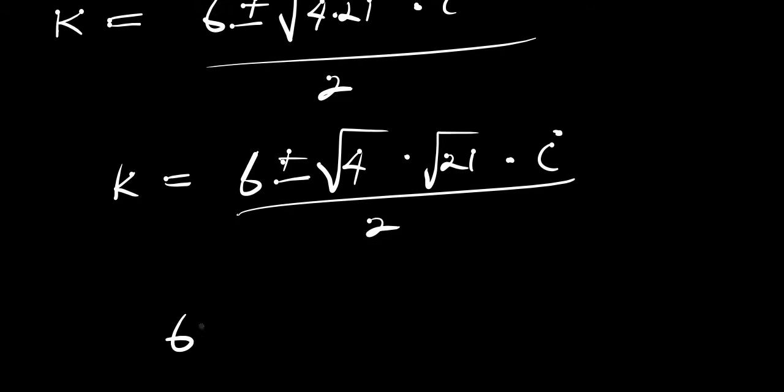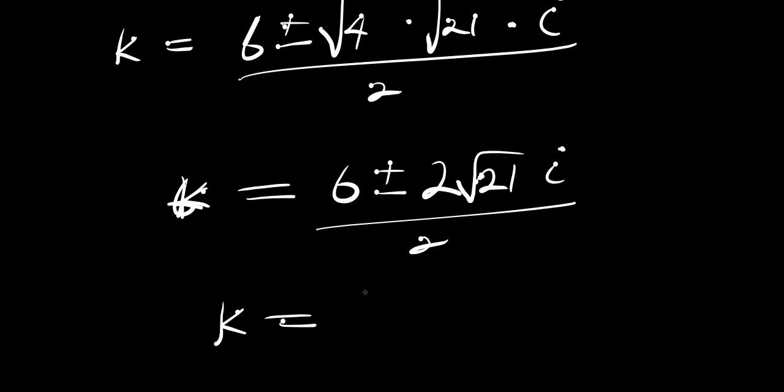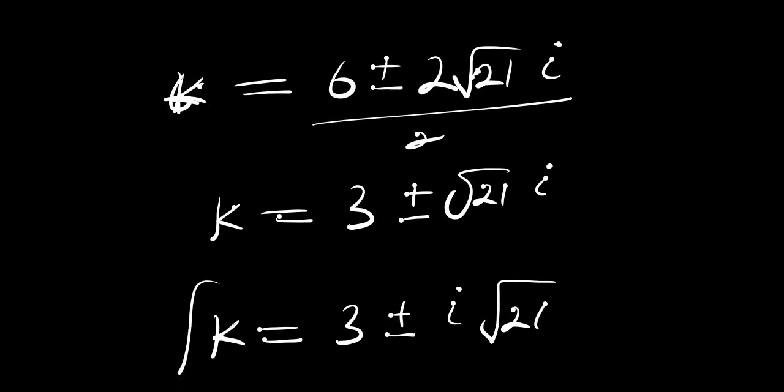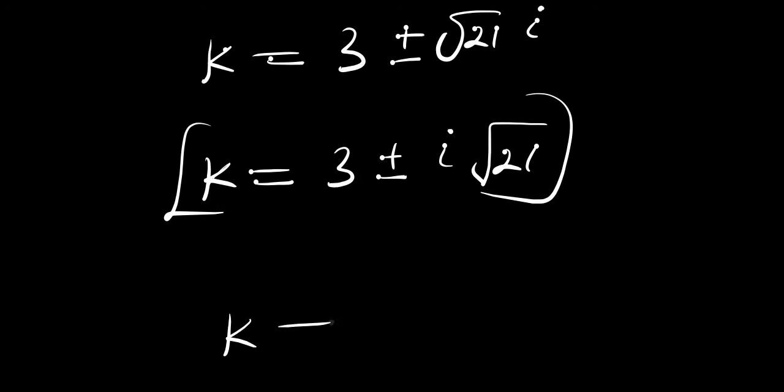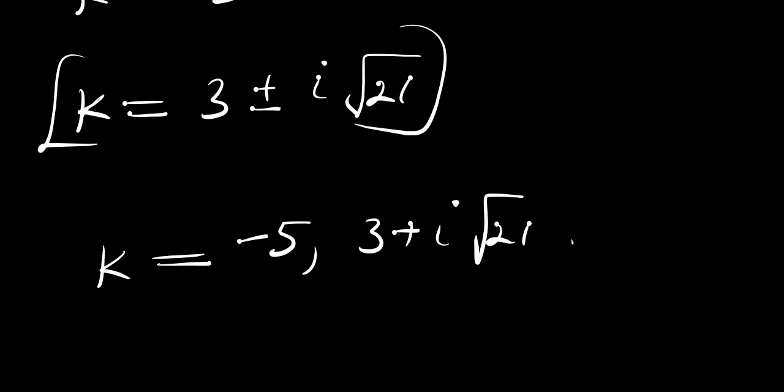And we have k equals 6 plus or minus square root of 4 is 2 times root of 21 times i, divided by 2. So we have k equals, this will give us 3 plus or minus root of 21 times i. So we can have it written as k equals 3 plus or minus i times root of 21. We leave it this way. Now the solutions are, we have k equals, the first one was negative 5, and the second one is 3 plus i times root of 21, and the third one is 3 minus i times root of 21. So these are the solutions.